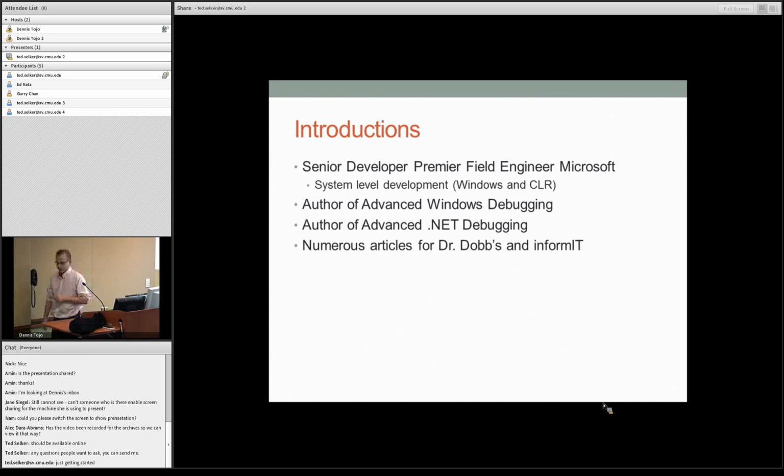I also set out on this ridiculous quest to educate the world on the importance of reliable software. So I've written a couple of books on it. One is Advanced Windows Debugging, that covers the internals of Windows from a native point of view, so C, C++ type of a thing. And then I did a follow-up that's focused on .NET and the CLR itself and the internals.